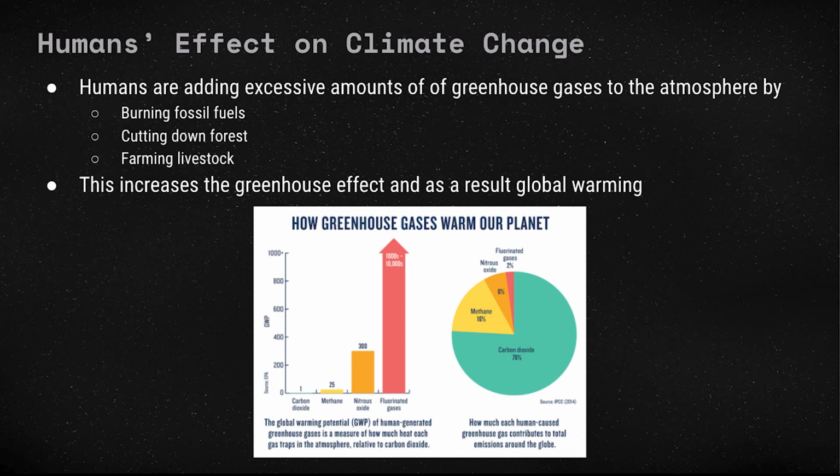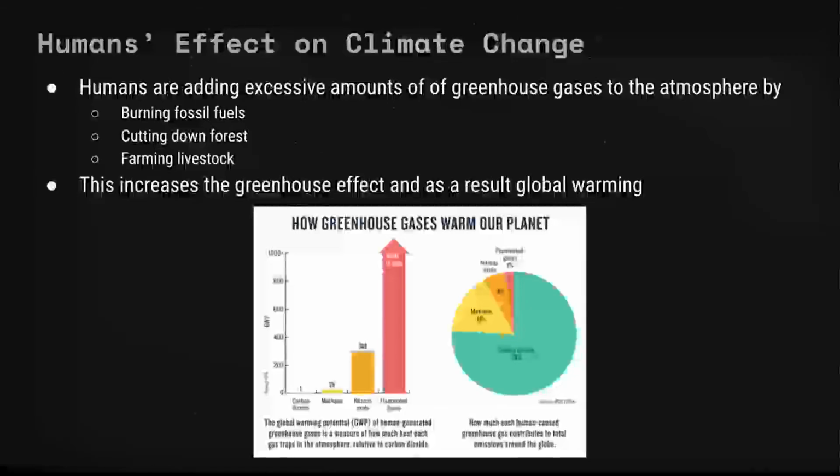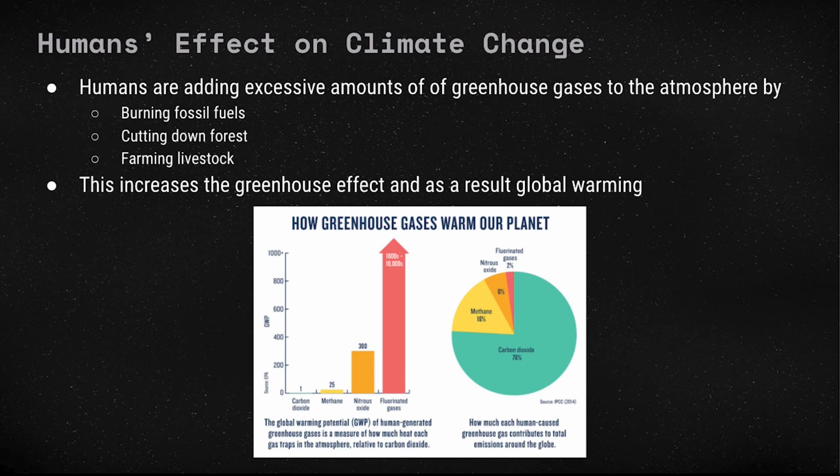From 1990 to 2014, human emission of CO2 has increased by 9%. According to the EPA, 50 to 65% of methane is human produced. As we can see in the graph below, we can see how much each human-caused greenhouse gas contributes to total emissions around the globe, and then their respective global warming potential, or GWP.